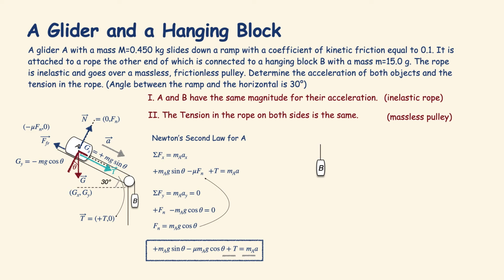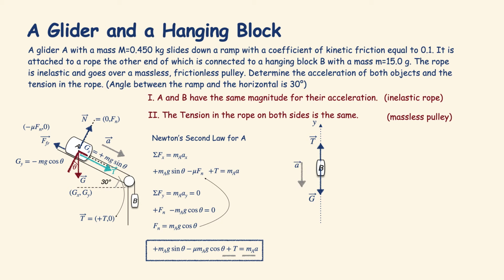I will choose a coordinate system with the y-axis up. Actually, I don't need an x-axis, so I'm going to keep only one. The motion of B is one-dimensional. It might go up or down, but in no other direction. The vector for the gravity will point downwards. The vector for tension points upwards. The vector for the acceleration is downwards.